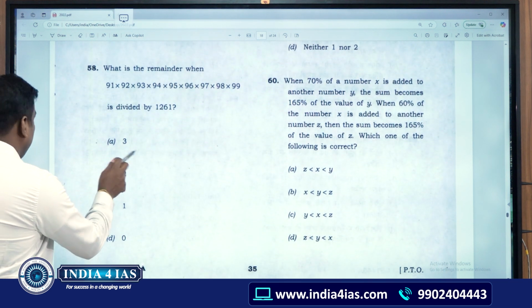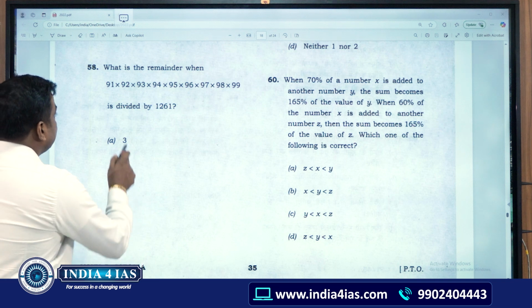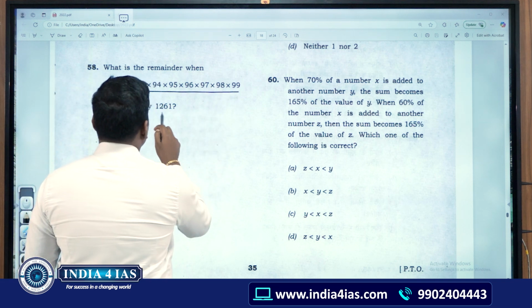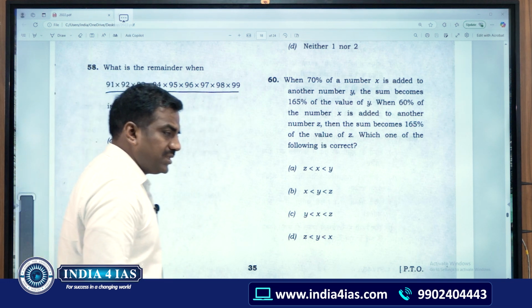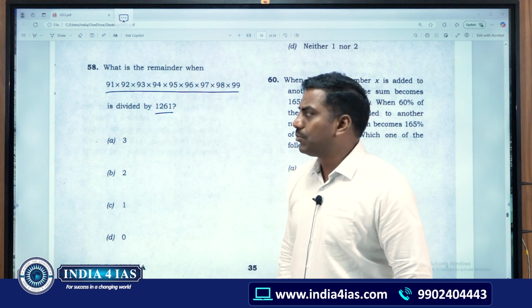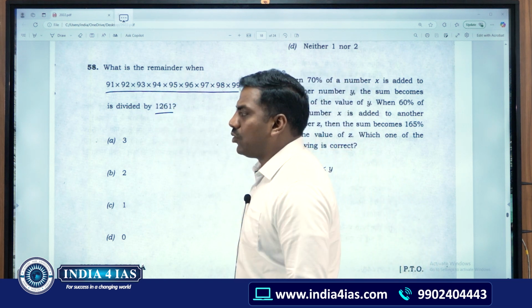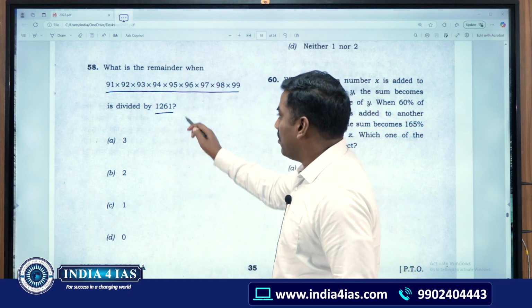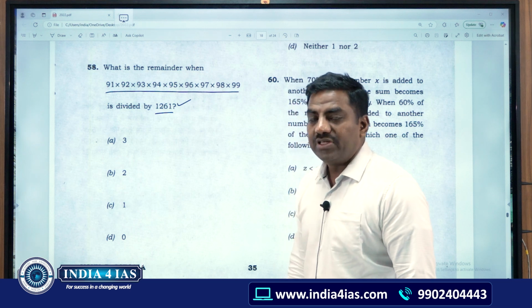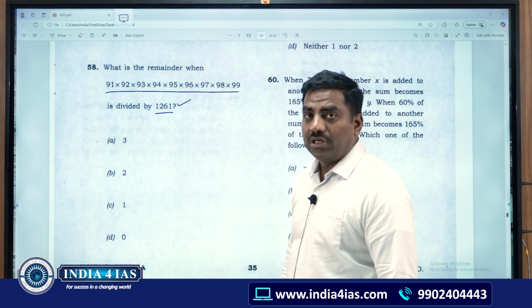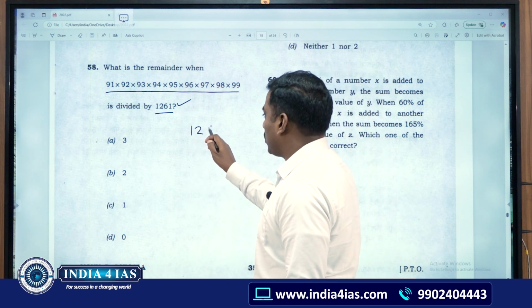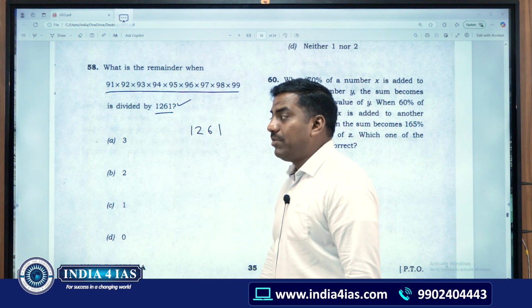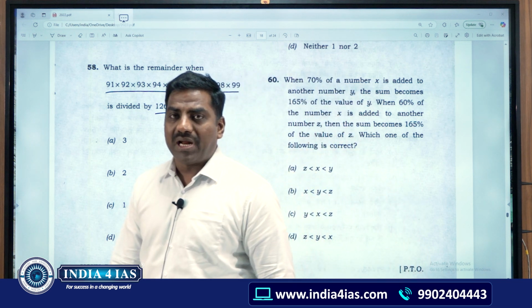Next, 58. This number should be divided by 1261. So this is straight away a factorization problem. Here these 2-digit numbers we are a bit familiar with, but this 1261, we should identify the factors of 1261. So how to find out? You start with the prime numbers. You start dividing by prime numbers.